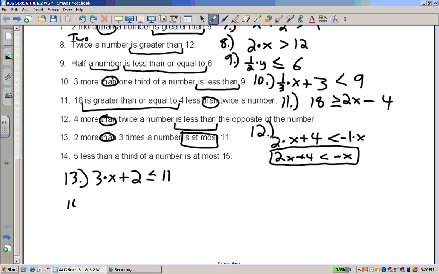Number 14. 5 less than, again, that's a switch word. A third of a number, so a third times, say, x. You could also say x divided by 3. Both of those are equally correct. Is at most, so again, you would think most, bigger, greater than, but it's not. Is at most, it's actually less than or equal to, and then the number 15.